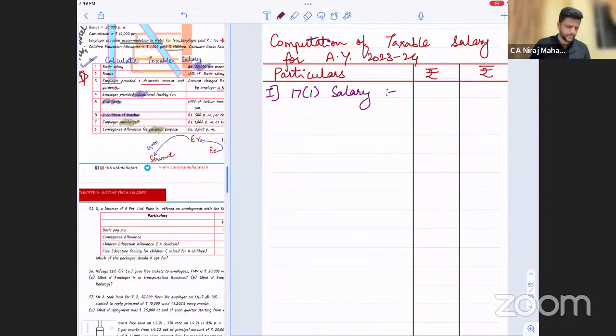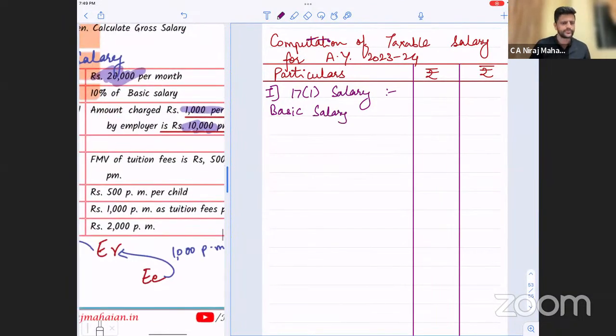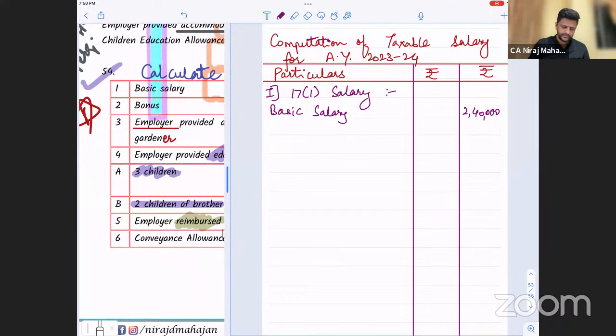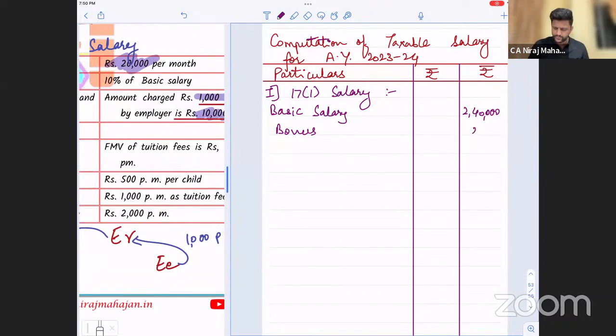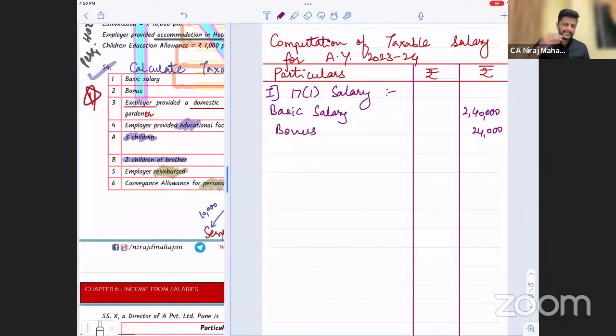Salary. Okay, ready? First one, basic salary. Basic salary is obviously fully taxable. Put it in outer column, 2,40,000. Then, bonus is fully taxable, so bonus, 10% of basic, 24,000. Is there any other 17.1 salary, bachcho? There is. If you look carefully in the question, there is one more 17.1 salary.